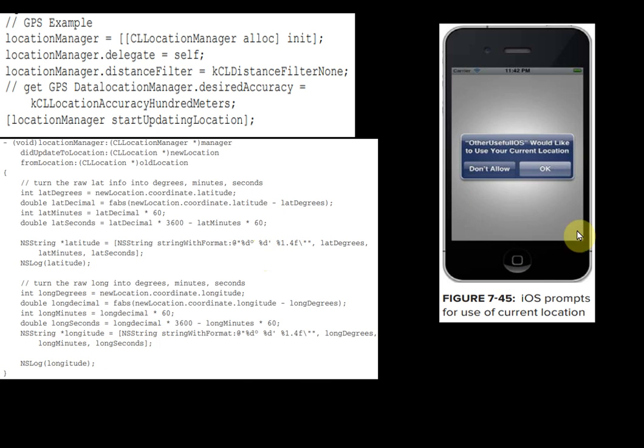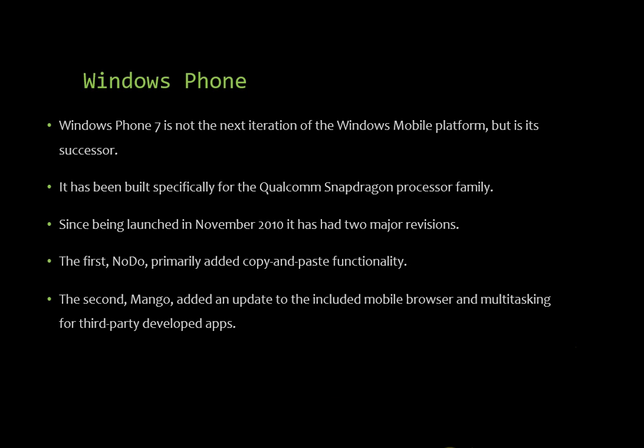So this is just a screenshot that is shown to you, of the other useful iOS feature, which is nothing but the prompt asking whether the project would like to use your current location, yes or no. This is your iOS prompt for the use of current location. So that is about your GPS.